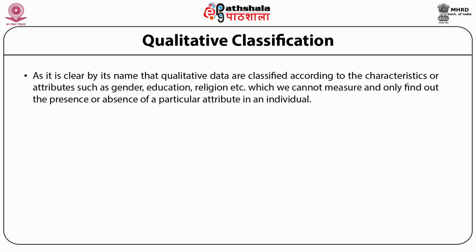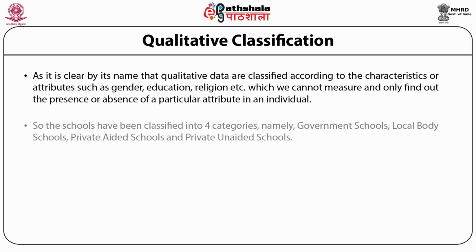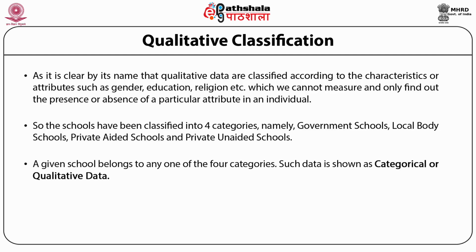in an individual. This kind of classification can be understood by this example, in which the number of schools has been shown according to the management of schools. So the schools have been classified into 4 categories, namely government schools, local body schools, private aided schools, and private unaided schools. A given school belongs to any one of the 4 categories. Such data is shown as categorical or qualitative data.